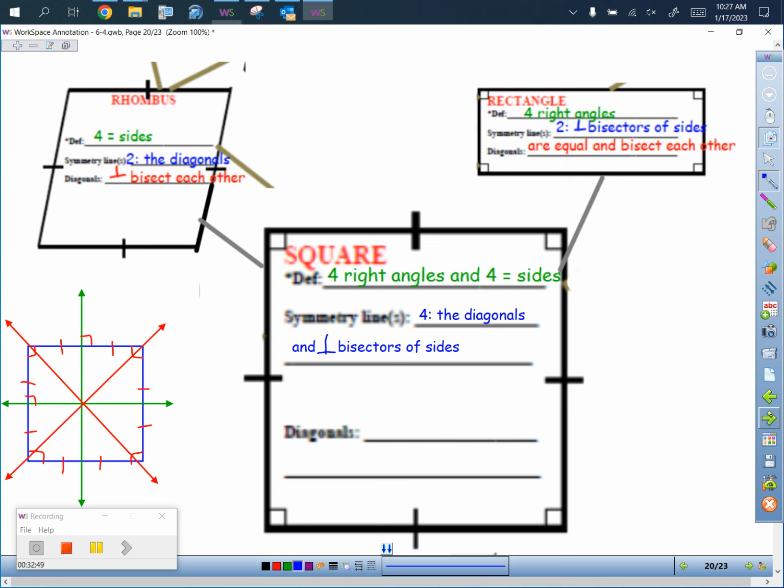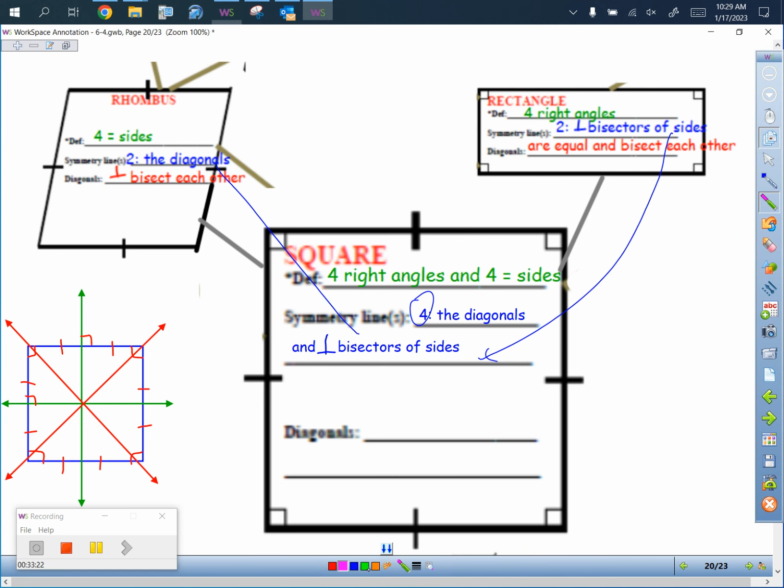If you know rhombus symmetry lines and you know rectangle symmetry lines, you put them together. So 4 total, and then you'll say the diagonals, okay, that came from here, and the perpendicular bisectors of the sides, that came from there. Again, like I said, if you switch that order around, that's cool.